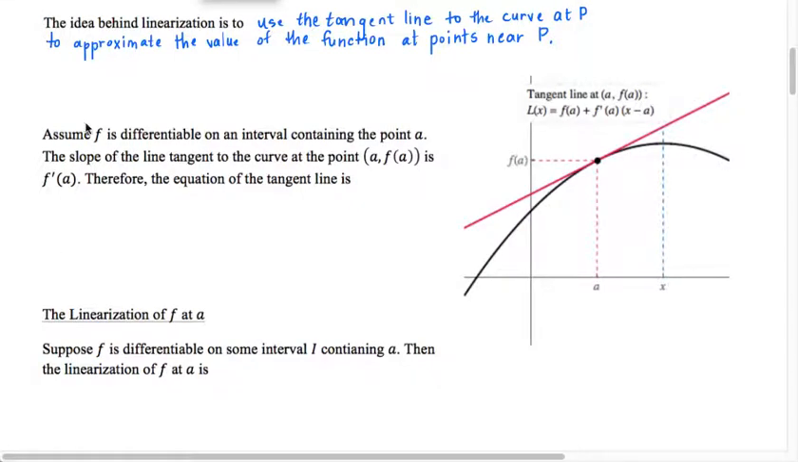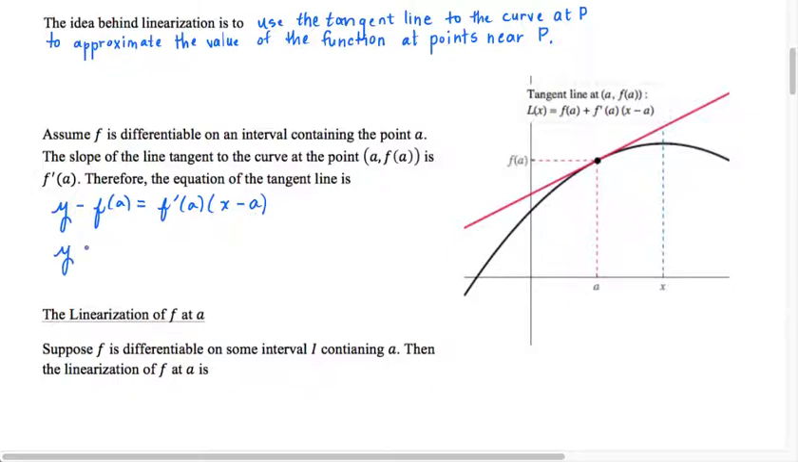Okay, so what we're going to do is assume that the function f is differentiable on an interval containing a point A, and then the slope of the tangent line to the curve at the point (A, f of A) is f prime of A. So therefore the equation of the tangent line in point slope form is y minus the y value at that point, which is f of A, equals the slope, which is f prime of A, times the difference in the x values, x minus A. So that's the point slope form equation of the line.